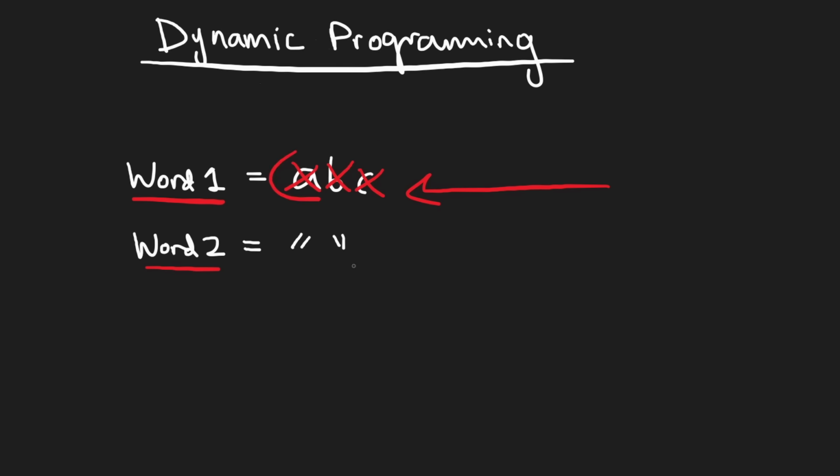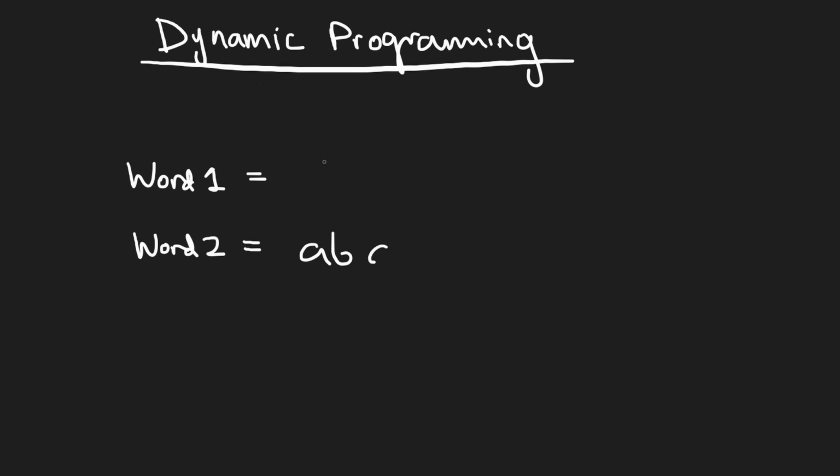Word2 is empty. What about the opposite case? What if word2 was ABC and word1 was empty? Is it possible to take word1 and convert it to word2? Of course it is, because we're allowed to insert characters in here. So basically we could just read character by character. A, add that here. B, add that here. C, add that here as well. So we can just copy every character.